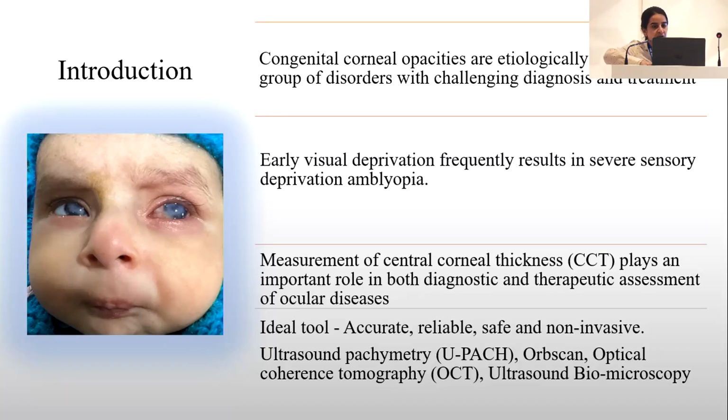As we all know, congenital corneal opacities are an etiologically heterogeneous group of disorders with challenging diagnosis and treatment. Early visual deprivation frequently results in severe sensory deprivation amblyopia in these kids. So measurement of central corneal thickness plays an important role in both diagnostic and therapeutic assessments of ocular diseases. There are various tools used to measure the central corneal thickness, like ultrasound biomicroscopy, ultrasound pachymetry and OCT. But an ideal tool should be accurate, reliable, safe and non-invasive.